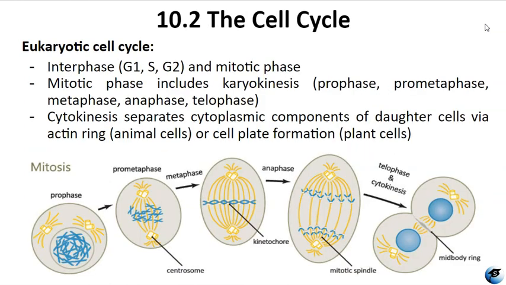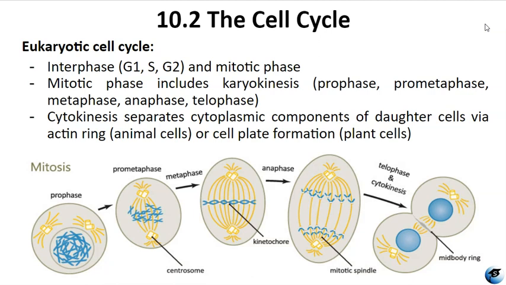The cell cycle is a series of events that leads to cell division. It consists of interphase, mitosis, and cytokinesis. During interphase, the cell grows and replicates its DNA. Interphase is divided into 3 stages: G1, S, and G2. Mitosis is the process of dividing and replicating the DNA into 2 daughter cells. Cytokinesis follows mitosis, and it separates the cytoplasmic components of the daughter cells.